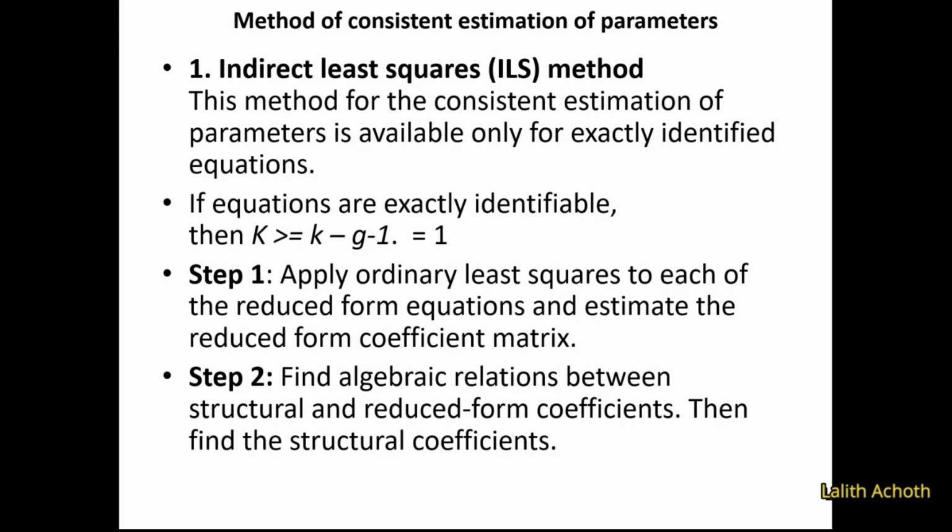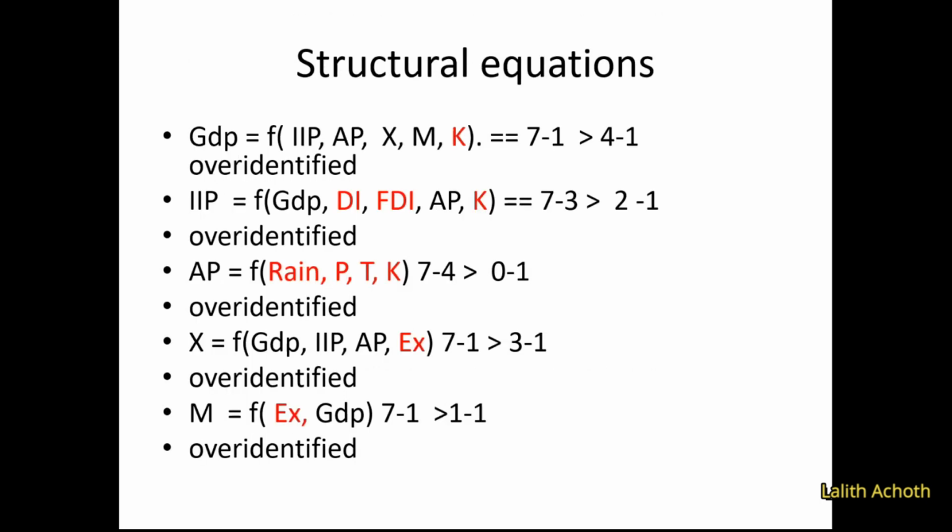So what they say is when your equation is just identified, that is capital K minus small k is equal to G minus 1, then what you're supposed to do is first estimate the reduced form equations. And from the coefficients of the reduced form equations, you get the coefficients of the structural equations. You'll understand it a little clearer. Now take this example.